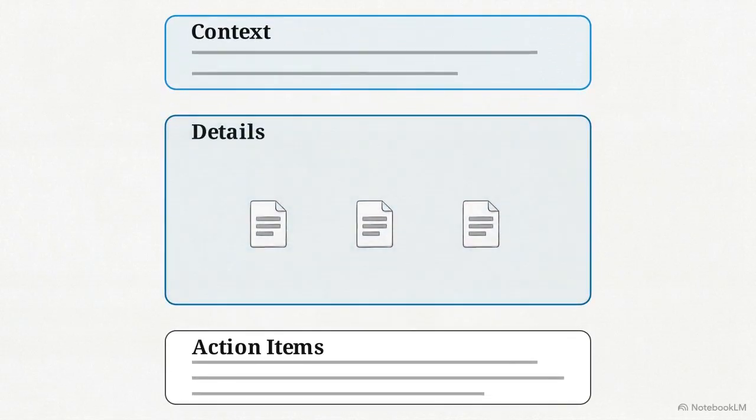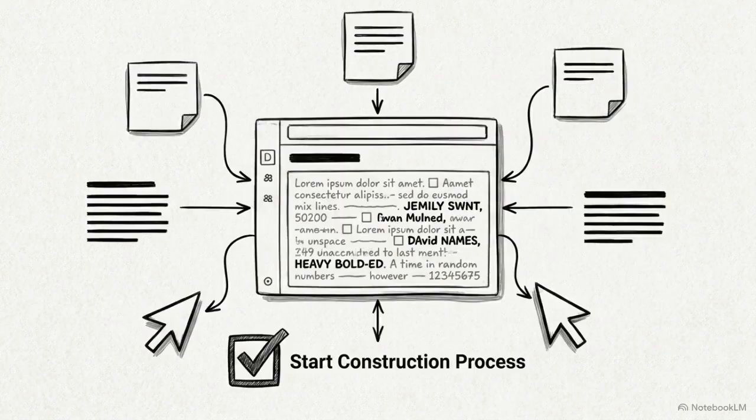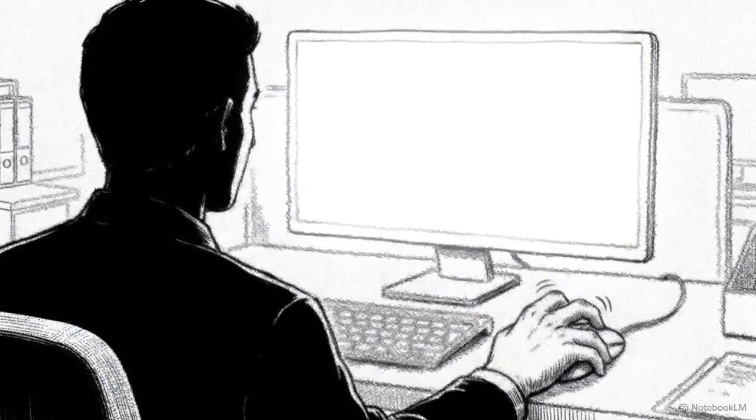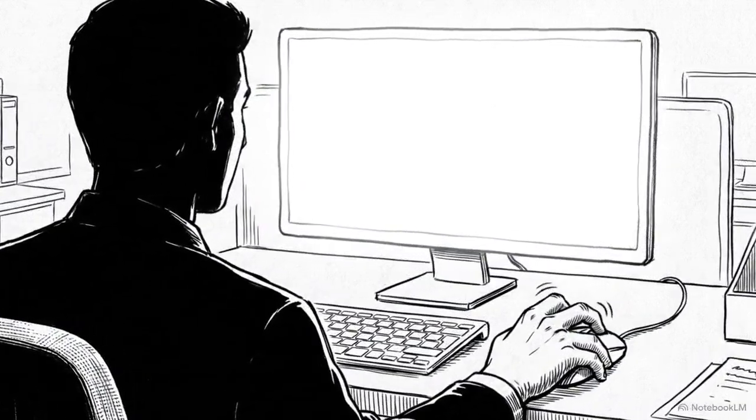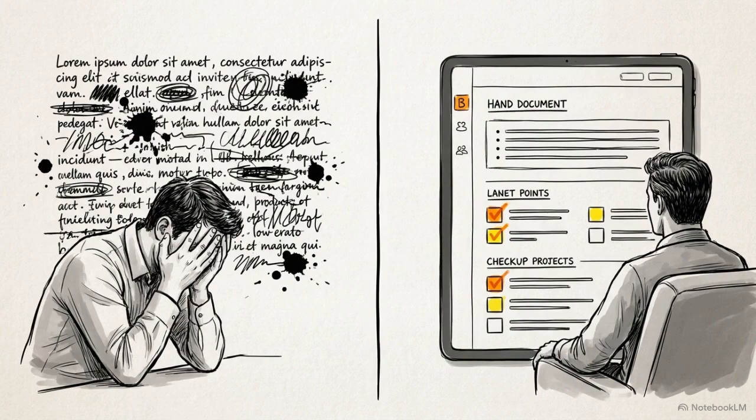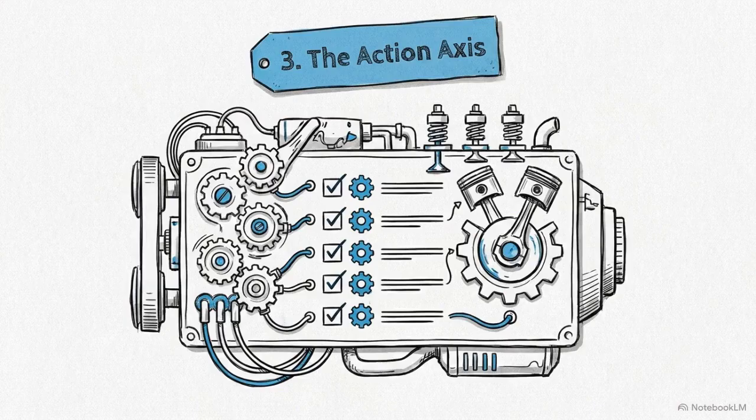Below that is the details section. This holds the bulk of the raw data, your meeting minutes, research quotes, or brainstormed ideas. Finally, the bottom section is reserved exclusively for action items. If you mix tasks, context, and raw notes together in the same paragraph, you will waste valuable time rereading the entire page just to figure out what you need to do next. Enforcing this visual categorization at the exact moment you take the note minimizes your cognitive load when you review it tomorrow.